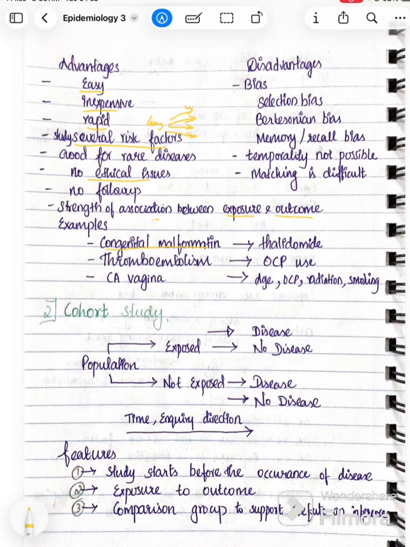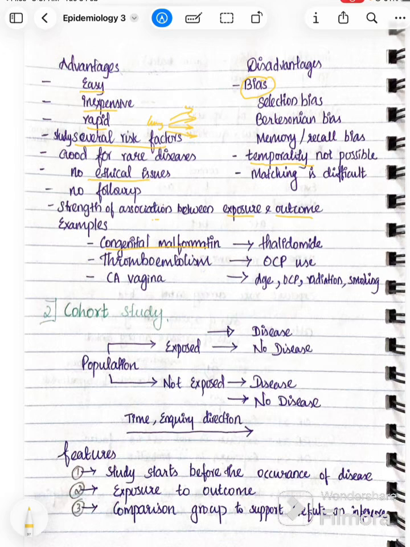Now disadvantages of case control study: we may get bias. It can be selection bias while selecting the patients, Berkson bias. If we take hospitalized patients, there can be bias. Memory or recall bias: we are going to ask about the whole history of exposure, and they may forget some of the exposures. Temporality is not achieved; the risk factor should precede the disease. Matching is a difficult task.